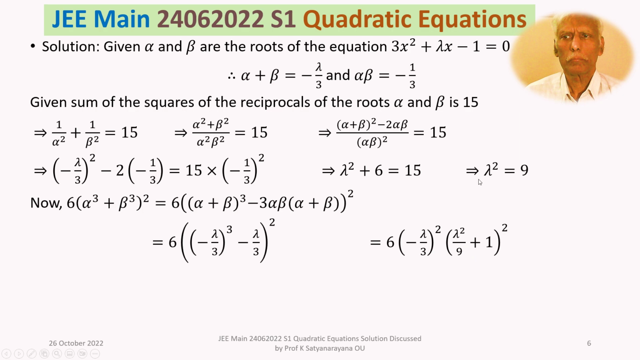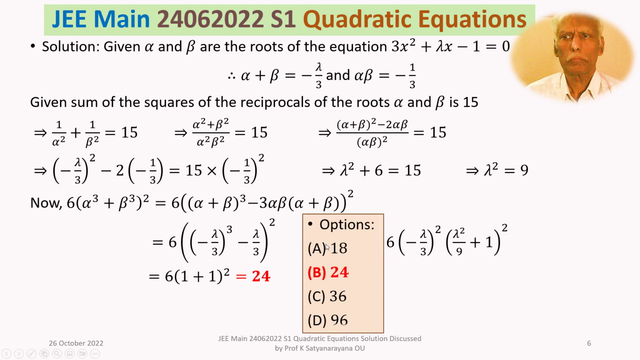Yes. Now lambda square is equal to 9. Lambda square by 9 is 1. And this will be minus 1 whole square, that is 1 only. And lambda square by 9, that is 1 only. 1 plus 1, 2 square. So that is equal to 6 into 1 plus 1 whole square. That is 6 into 2 square. 6 into 4, that is 24. So the value of 6 into alpha cube plus beta cube whole square is 24.